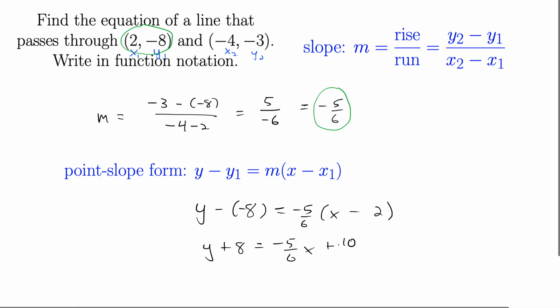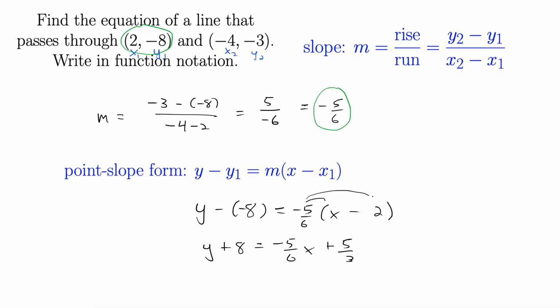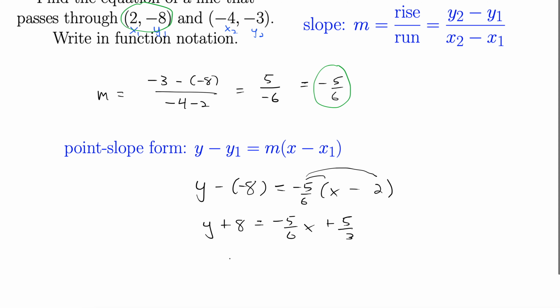Make that 5/3. 5/3, right? I distributed this -5/6 across, and then the 2 canceled with the 2 and the 6, leaving a 3 down in the denominator. Okay, then subtracting 8 from both sides. Well, we need to figure out what 5/3 minus 8 is. Let's get a common denominator there. Okay, so that gives us 5 minus 24 over 3, which is -19 over 3.